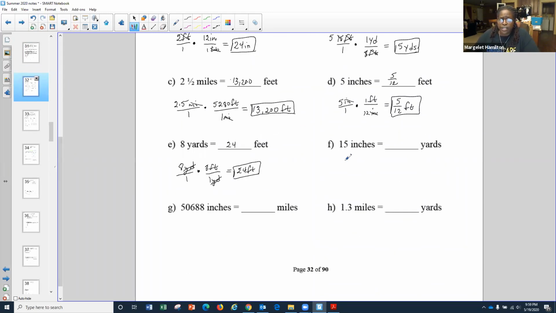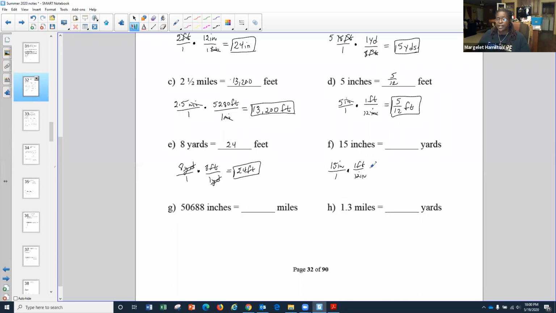So here we're starting again with what we know. We have 15 inches all over 1. Now we can't get from inches to yards directly, but we can get from inches to feet first. So for the conversion from inches to feet, how many inches are in a foot? We said that. Okay, so we have 1 foot to 12 inches. There's our first conversion.